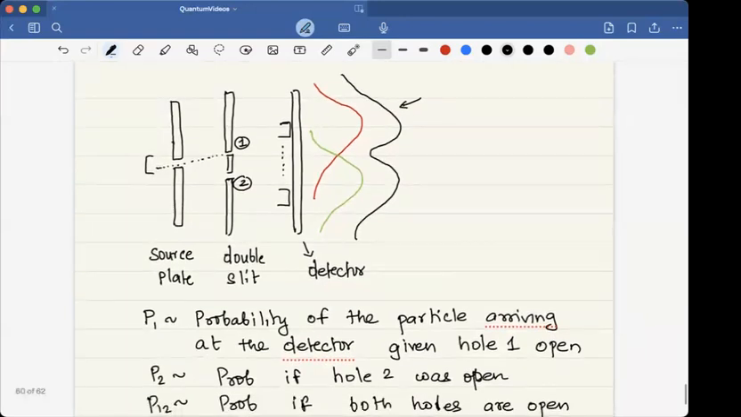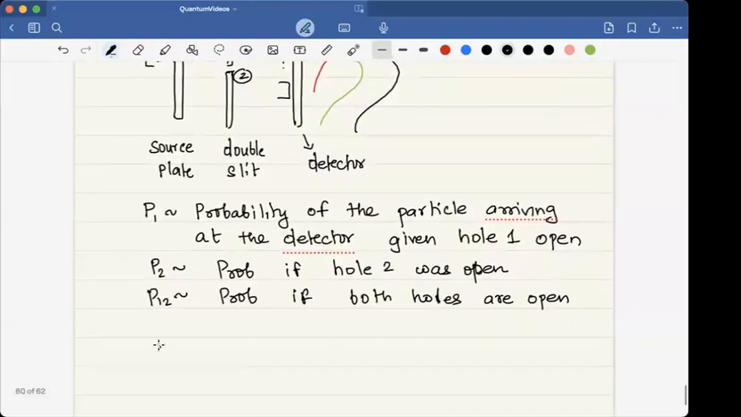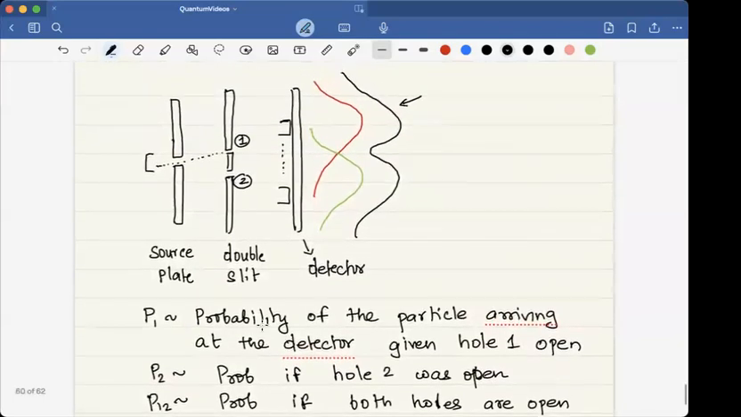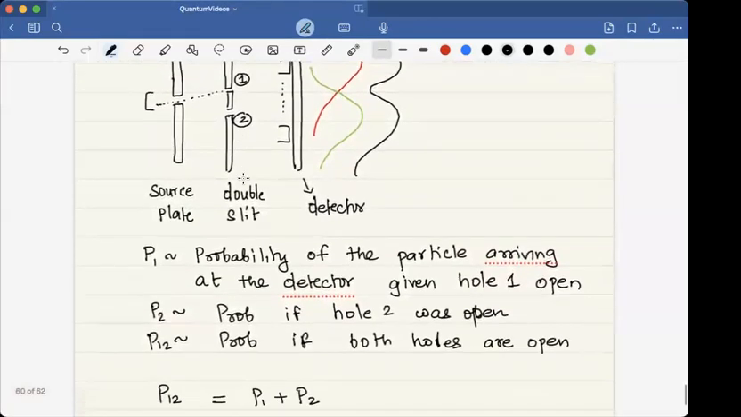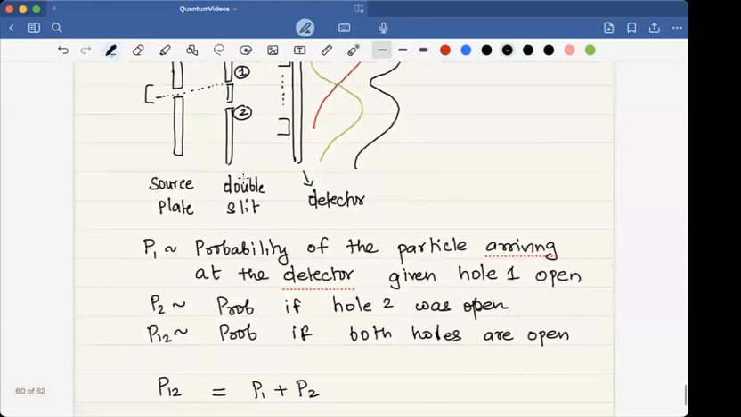And we can have a simple counting argument that P12 is indeed P1 plus P2. The main reason is that the particles are indestructible, and the particle can either go through hole 1 or go through hole 2, but it cannot go through both holes. So therefore, this is the situation for particles in the double slit.